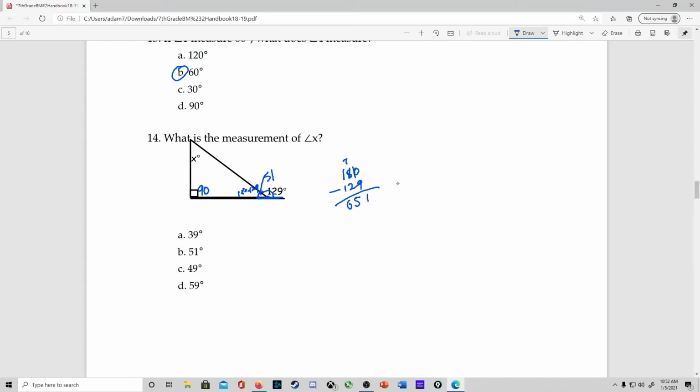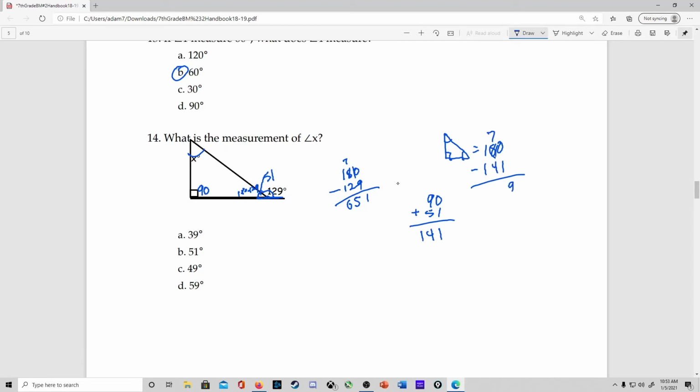And we know that in a triangle, if we add that, that, and that, it equals 180. So let's add those up. 90 plus 51 gives us 141. And we know that this angle here has to add up to 180 when added to these ones. So we can do 180 minus 141.